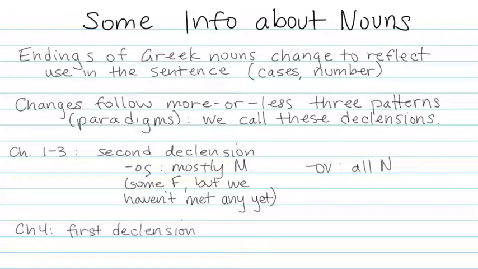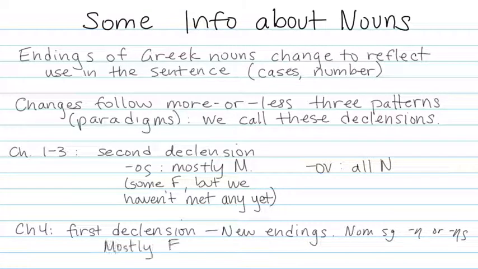In Chapter 4, we're going to look at the first declension endings. The new endings we'll see are that nominative singulars can either end in eta, which is going to be feminine, and we're learning these in Chapter 4 Alpha, or the nominative singular ends in eta sigma, and these will be masculine, and we'll learn them in Chapter 4 Beta.